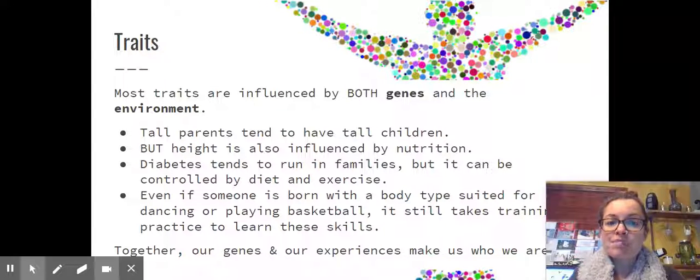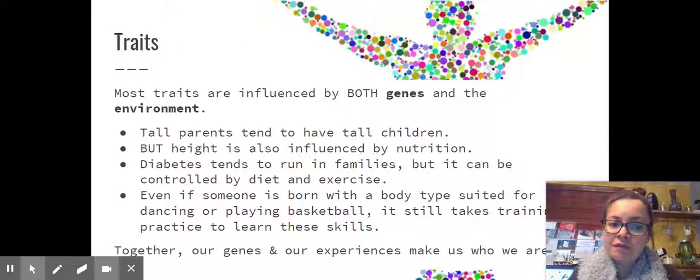Most traits are influenced by both genes and the environment. So the characteristics that make us us are not purely just from the DNA we got from our mom and our dad. And they're also not purely from the environment and experiences. It's a combination of both. So, for example, tall parents tend to have tall children, but height is also influenced by nutrition. So, if tall parents had a child that was not necessarily fed appropriately, the child will not end up being as tall as they could be.